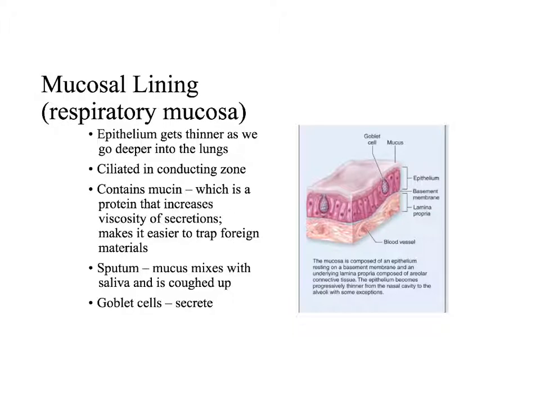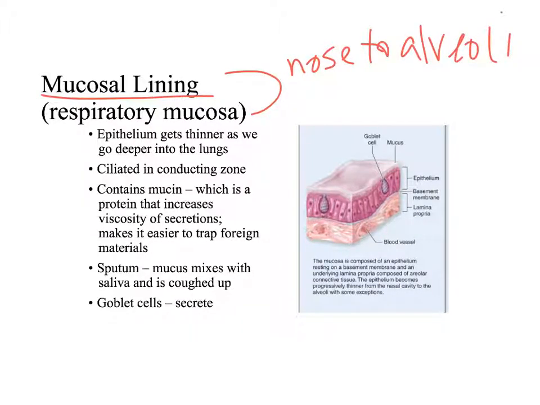Now the respiratory lining, the mucosa or mucosal lining, also called the respiratory mucosa. Basically the mucosa lines everything from your nose all the way down to the alveoli. It's important to realize that the epithelium gets thinner as we go deeper into the lungs. It's going to thin out. I'll show you a picture; the next slide will be a picture of how it thins.